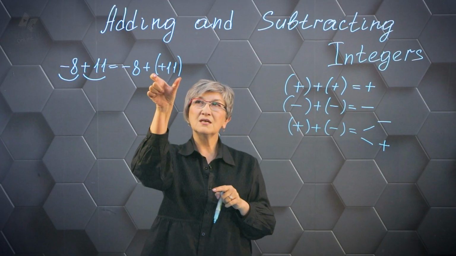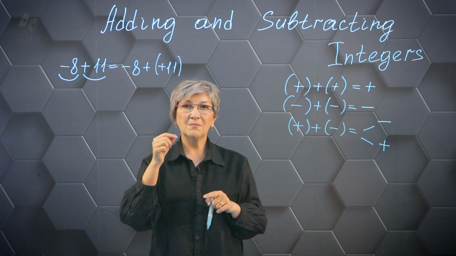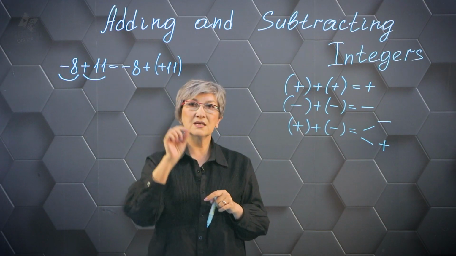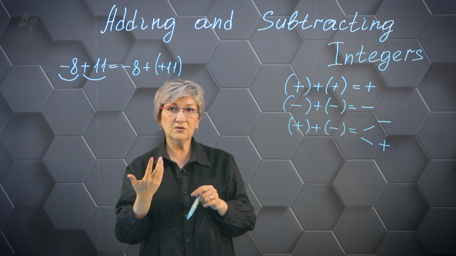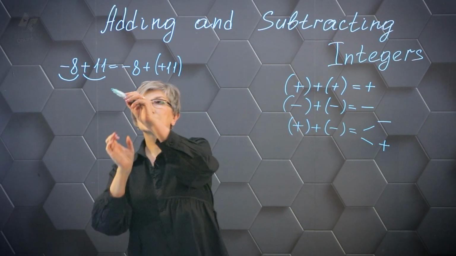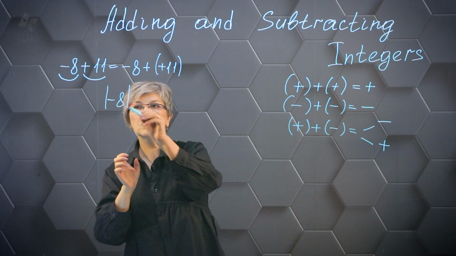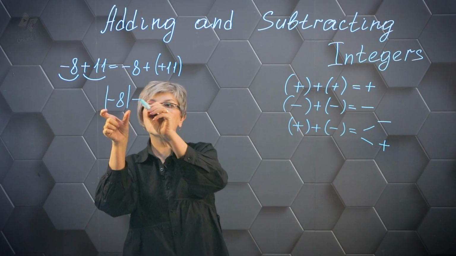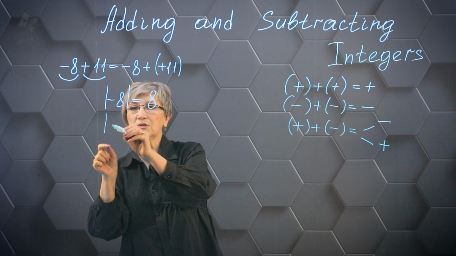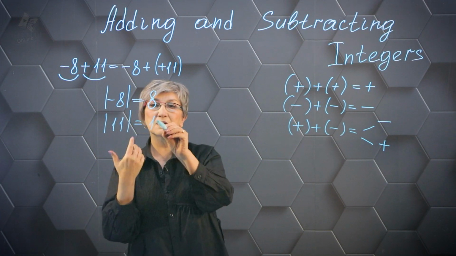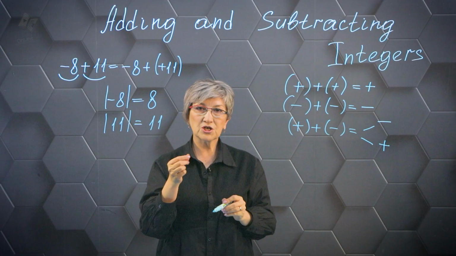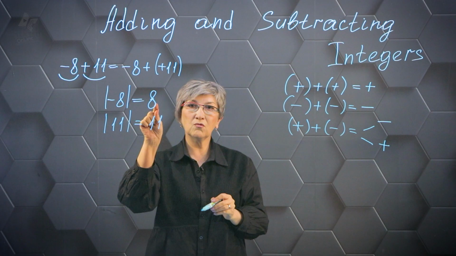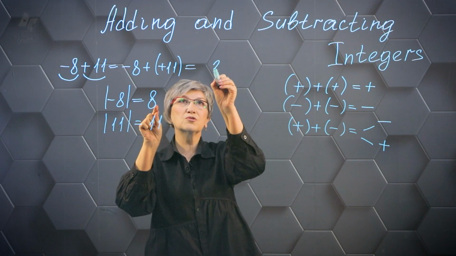Well, by the rule, we take the number with the greater modulus and subtract the lesser modulus. Then we need to determine which of these numbers is greater in modulus. To do that, we need to find the absolute value of the number -8. The modulus of the number -8, or the absolute value of this number, is 8. And the absolute value of the number 11 is 11. Then, the greater modulus is 11. I subtract 8 from 11. The result is the number 3.